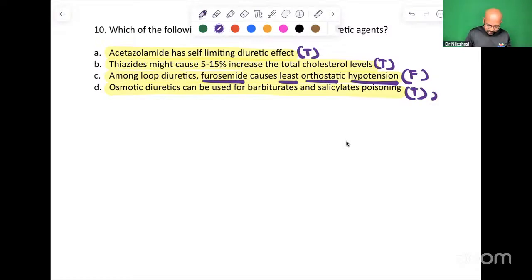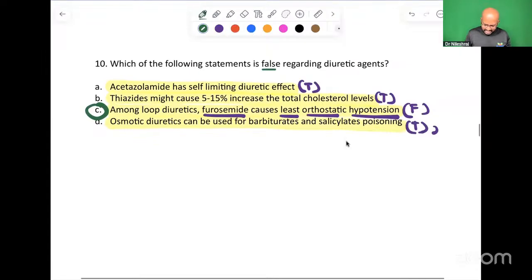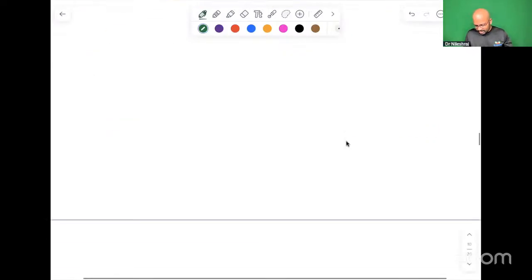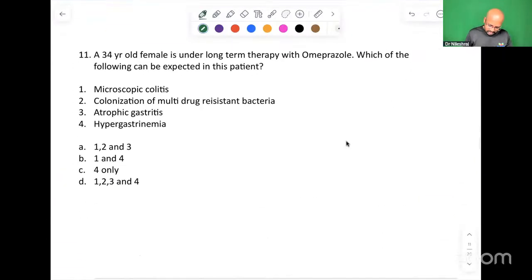So the answer for this question is option C. They have asked which is false, so this is a negative-phrased question. So the answer for this question is option C. Let's move to the next question.